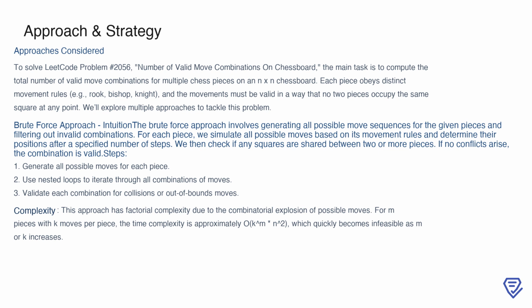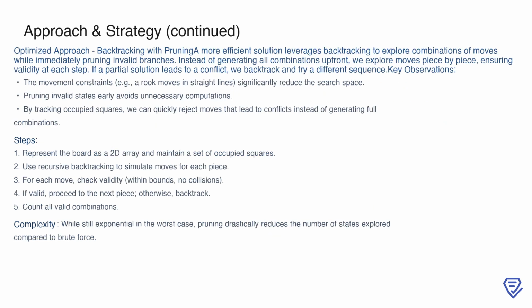However, the major drawback of this method is its factorial time complexity, as the number of combinations grows exponentially with the number of pieces and their possible moves. This makes brute force impractical for larger boards or more complex scenarios. A more efficient method involves backtracking with pruning. Instead of generating all move combinations up front, this approach systematically explores the solution space piece by piece, pruning branches as soon as they become invalid.